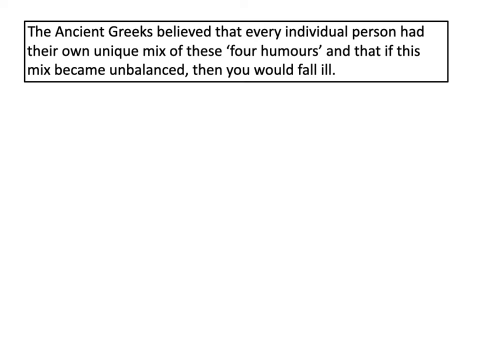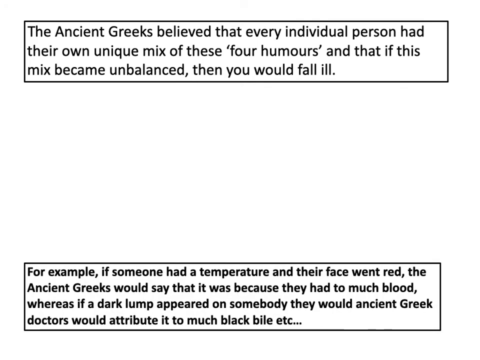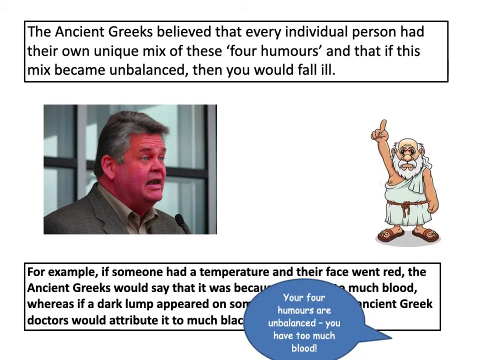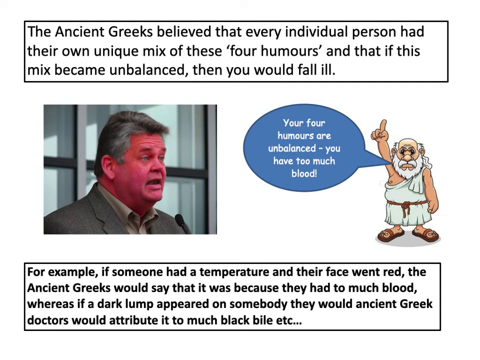The ancient Greeks believed that every individual person had their own unique mix of 4 humours, and you became sick if you ever became unbalanced in your humours. So, for example, if you have a temperature and your face goes really red, the Greeks would say it's because you've got too much blood in your body. And if you suddenly get a dark lump, they would say, well, it's too much black bile. It's all because your humours were unbalanced.